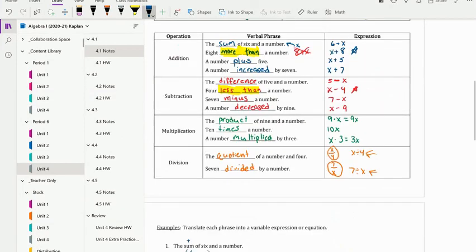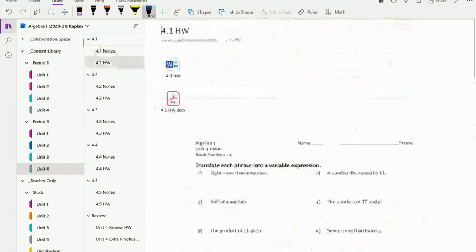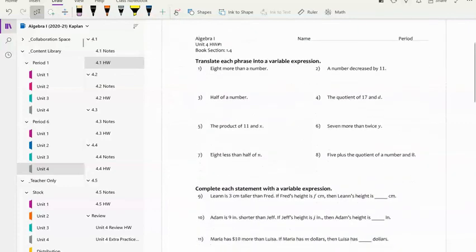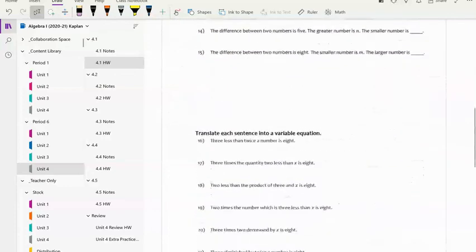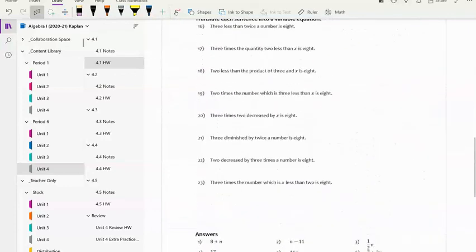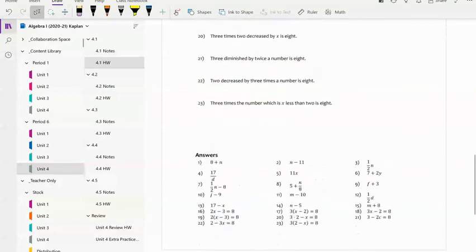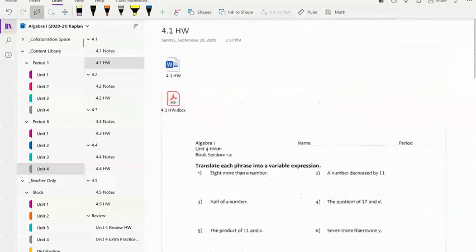Other than that, your homework is the 4.1 homework. Take a look at it. Pretty much all of this is just exactly like the notes. You're going to take some time and translate, and you've got an answer key at the bottom. So please make sure you check your answers.